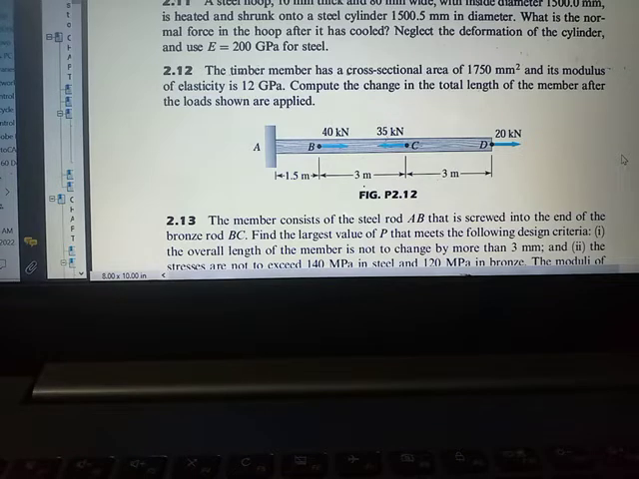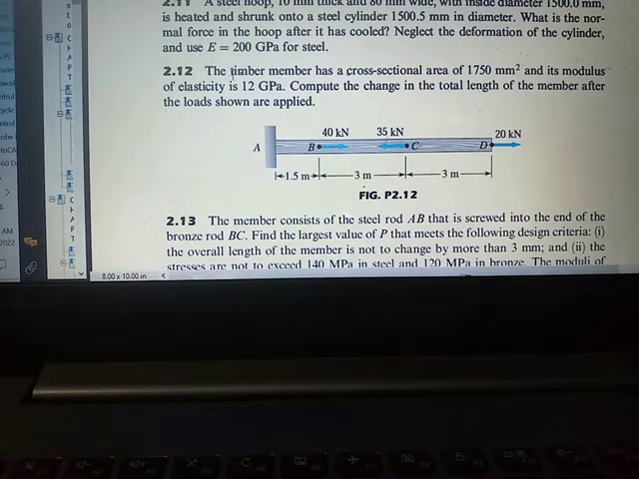Okay, so now we will have another example. To be exact, this will be our fifth example for the topic strain. This is our problem 2.12. The timber member has a cross-sectional area of 1750 mm squared and its modulus of elasticity is 12 gigapascal. Compute the change in the total length of the member after the loads are applied. Without further ado, we'll go directly into the solution.